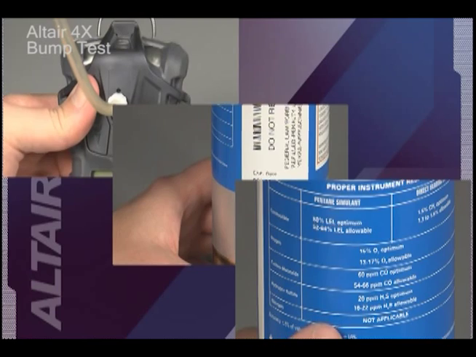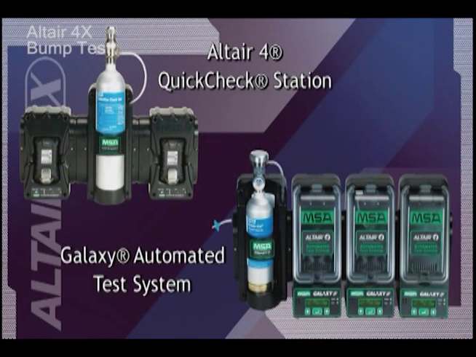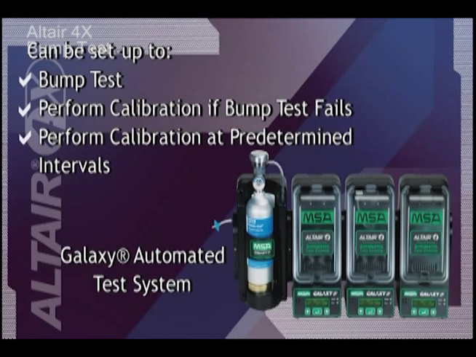The Altair 4 Galaxy Automated Test System and the Altair 4 Quick Check Station are available to perform automated daily bump tests. The Galaxy Test System can also be set up to perform bump tests and to automatically perform calibrations following failed bump tests or at predetermined intervals.